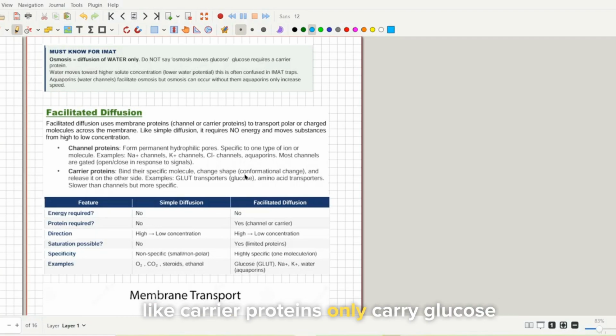Carrier proteins only carry glucose molecules and amino acids, and they are really specific about their function, while simple diffusion is not specific at all. If it is small, non-polar and lipid soluble, then it can just pass through. It could be any molecule. If it is small and non-polar, then it can use the pathway of simple diffusion.